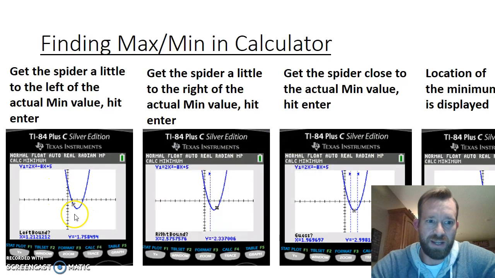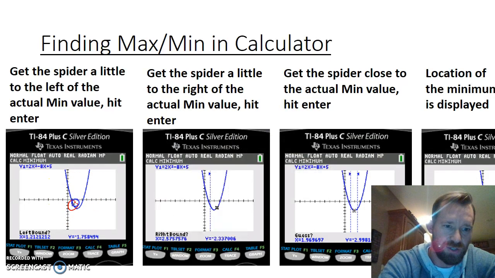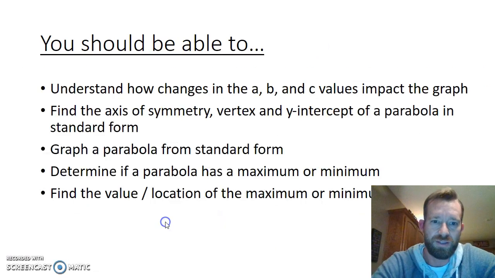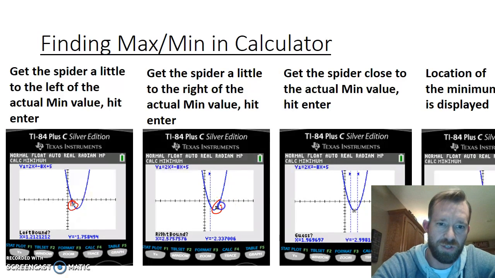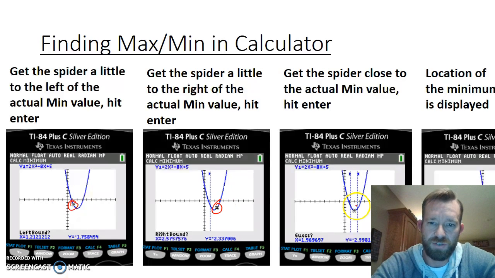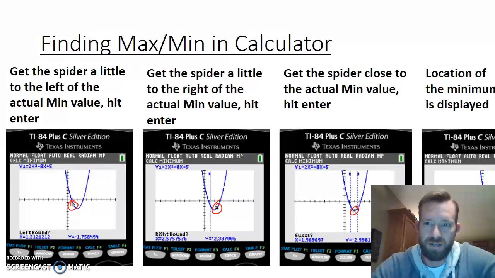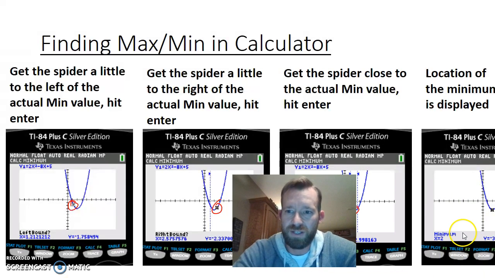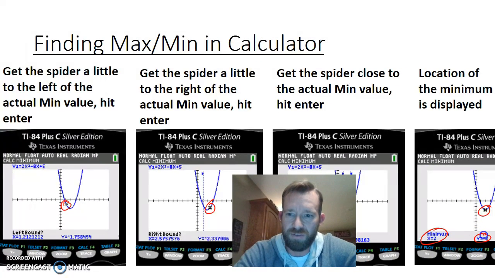Then we continue through this. It's going to ask for a left bound, so you put this little cursor just to the left, hit enter. Then it asks you for a bit to the right, hit enter. It asks you for the guess, hit enter. And then the location of the minimum is displayed there: x equals 2, y equals negative 3.